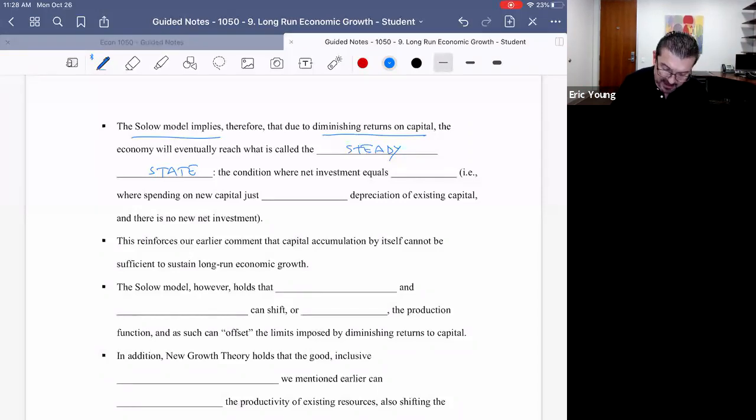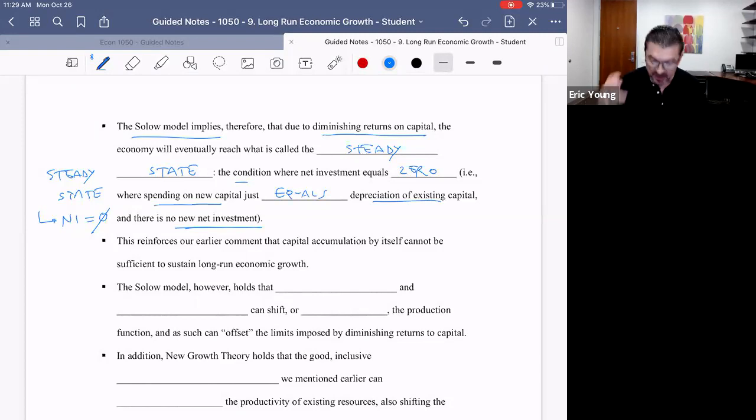And the steady state is a condition where net investment equals zero. The steady state is where net investment equals zero. In other words, where the spending on new capital just offsets the depreciation of existing capital. And therefore, there is no new net investment.